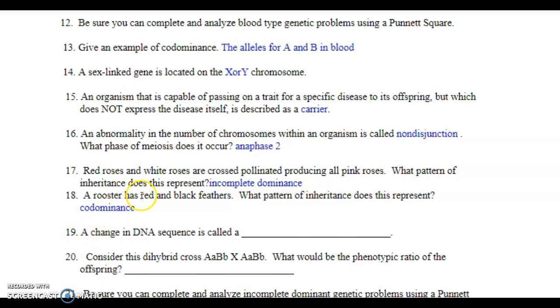18 says a rooster has red and black feathers. What pattern of inheritance does this represent? Well, the red feathers are totally showing up. The black feathers are totally showing up. Two separate traits showing up together. They didn't blend together to make brown or anything. They are totally showing up as red and black. They're both dominant together. It is a case of codominance.